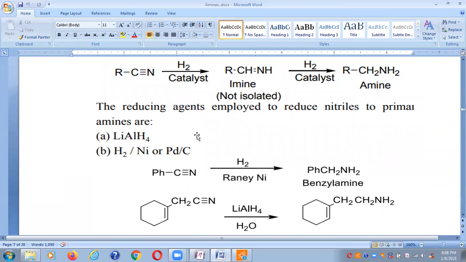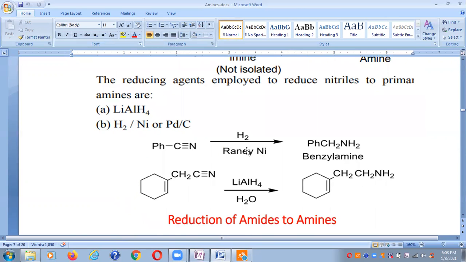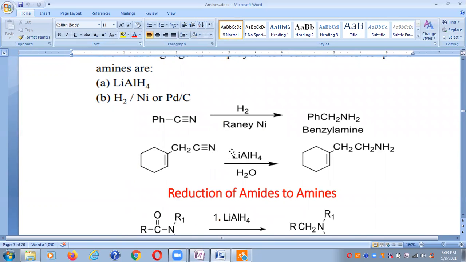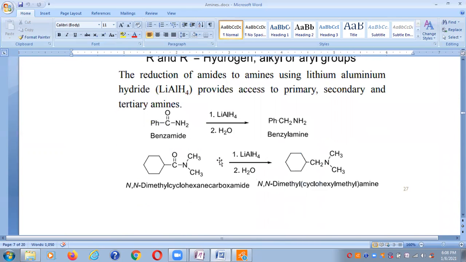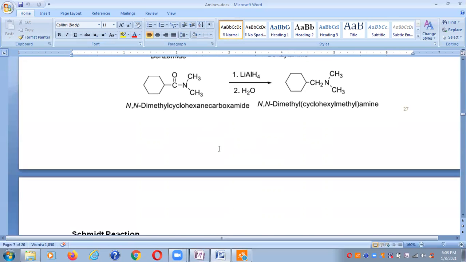And what catalyst can be used to execute this reaction? We have a variety of catalysts. Frequently we use lithium aluminum hydride, that is LiAlH4, and the second one is a metal catalyst: nickel with hydrogen, or palladium on graphite, or Raney nickel also, whatever it may be. So this is about reduction of nitriles, that is, the reduction of cyanides. Nitriles mean nothing but cyanides. One more thing is reduction of amides into amines.